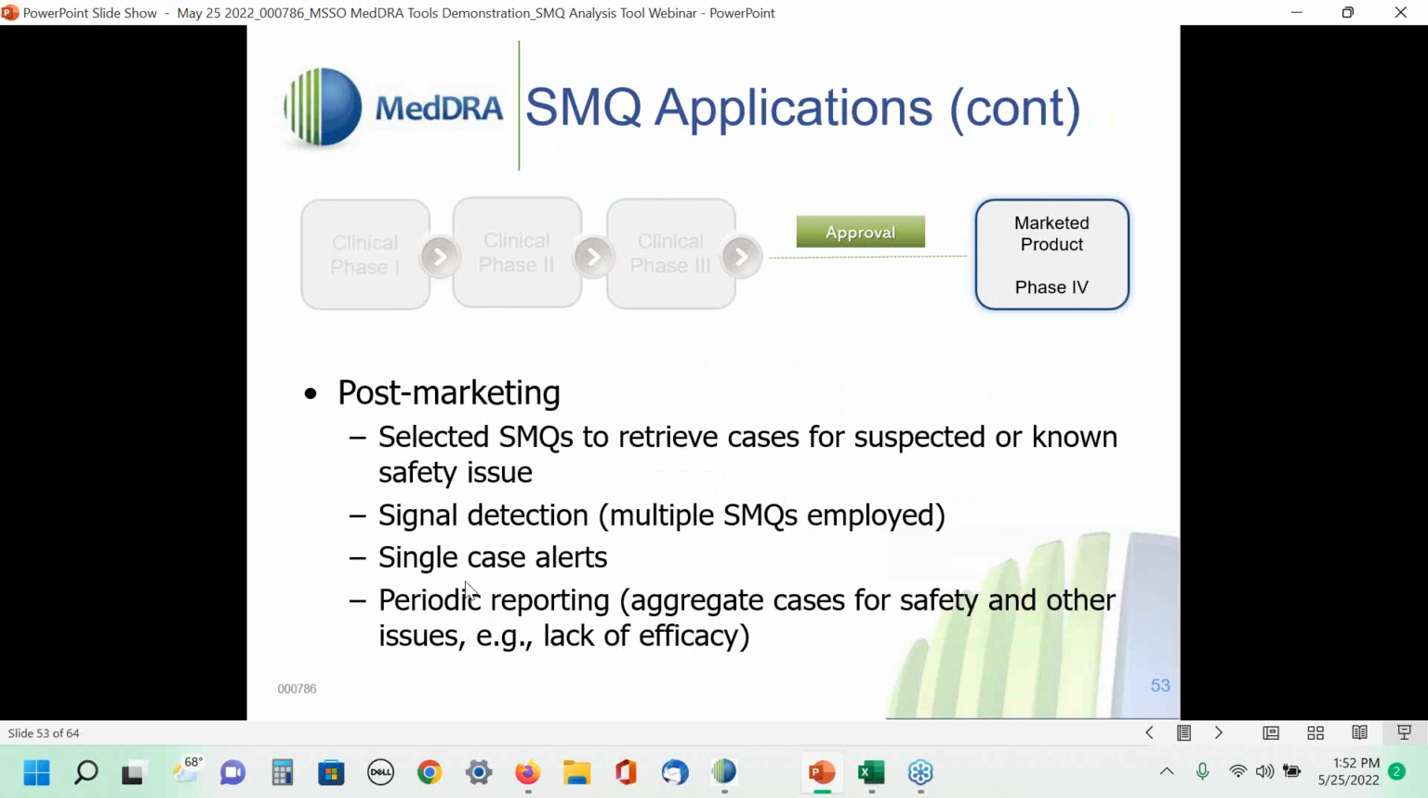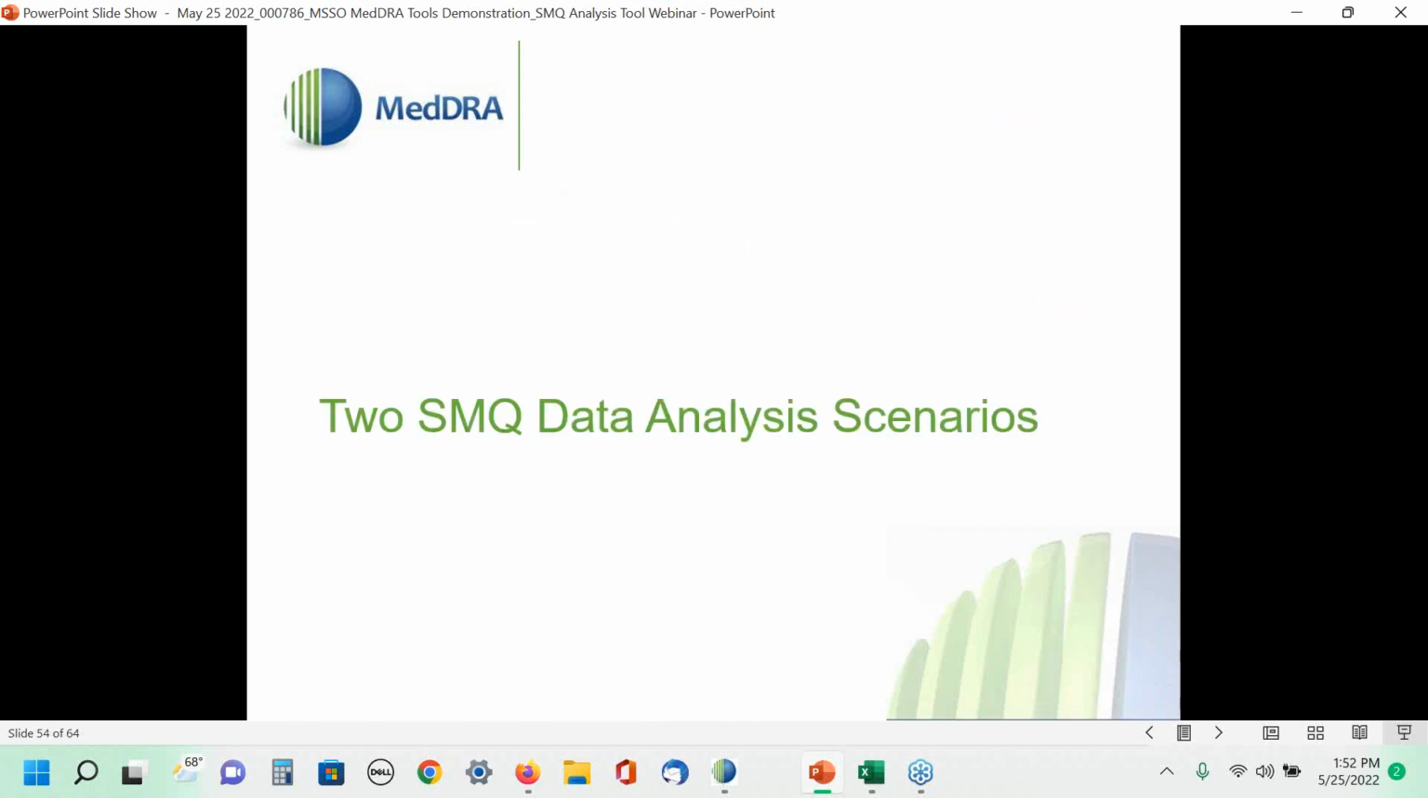You might use it as part of your signal detection. You might use it for single case analysis. You might use it for looking for things such as lack of efficacy. We have an SMQ for lack of efficacy effect that you could tailor specifically to be able to determine if there might be an efficacy problem with your drug that needs to be reported in a periodic report.